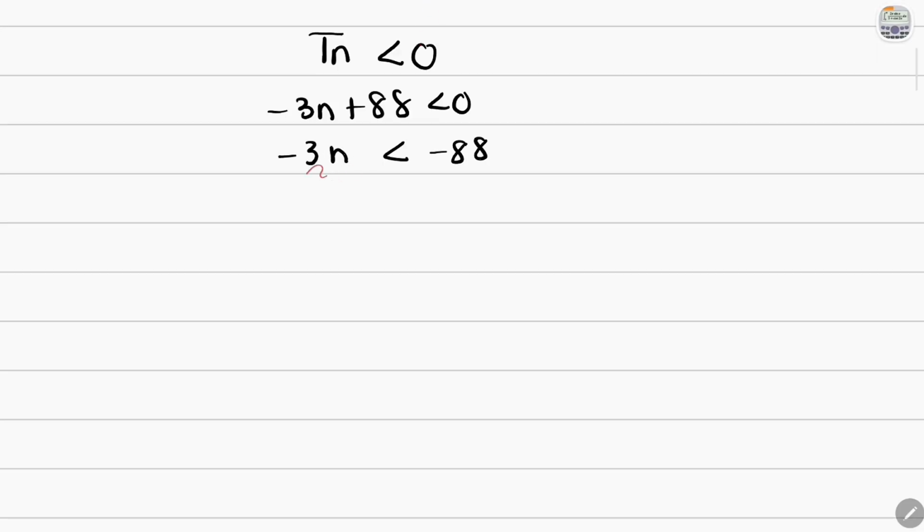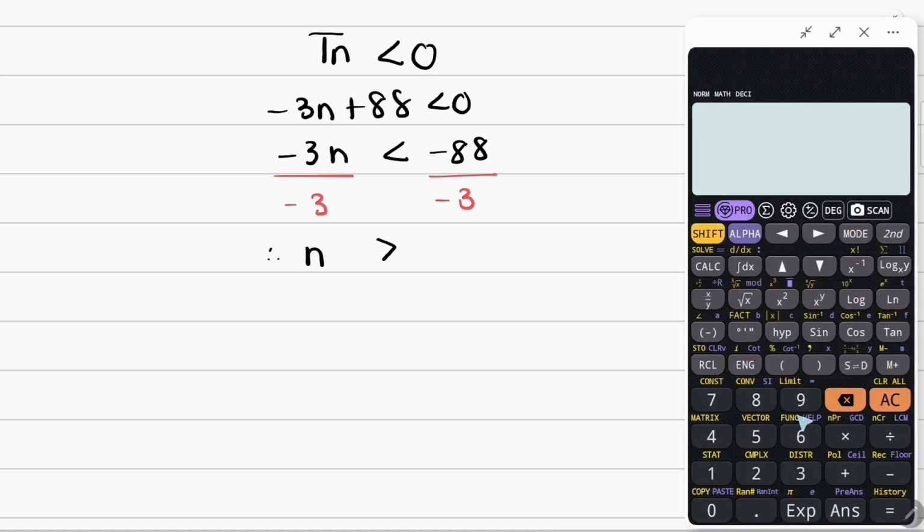And then we'll divide both hand sides of this inequality by negative 3. Now remember, when you multiply or divide by a negative value, it's going to cause that inequality to change signs. And so this is now n is greater than 88 divided by 3.